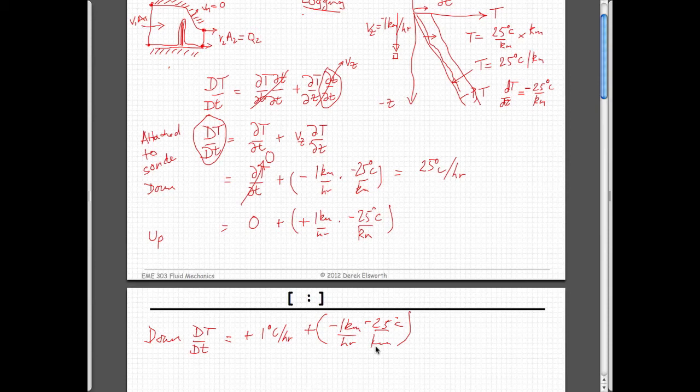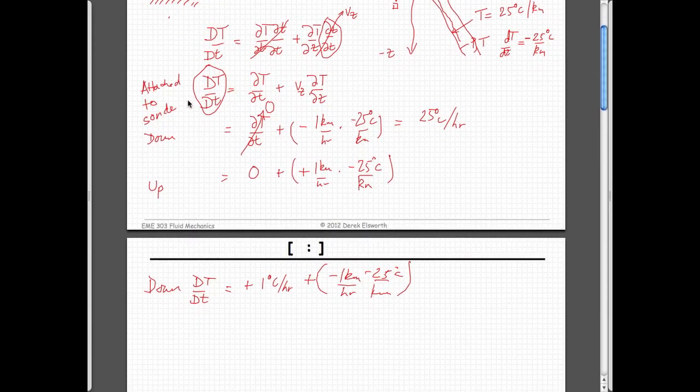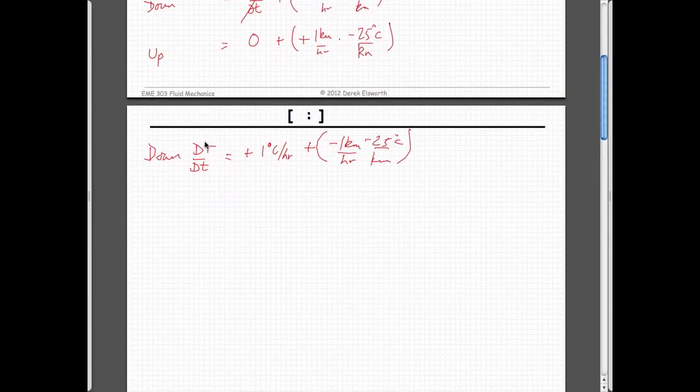So reference frame is important. This isn't changing. In the first case that we did, the temperature isn't changing in space, but because we're moving, we see a temperature change occurring. And so we can use that to figure out exactly what that is. So this is a substantial derivative, and it allows us to look at different frames of reference. Okay.